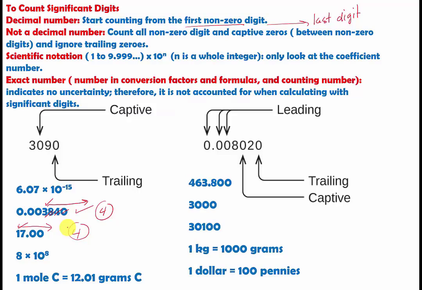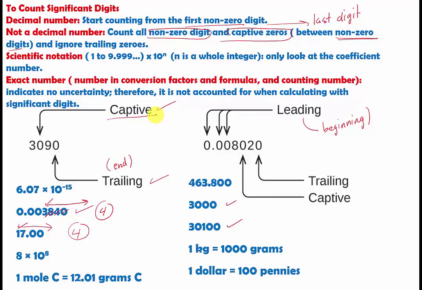Now what if we have a number that does not have a decimal, like this 2 right here? For a number without a decimal, you are going to count all the non-zero digits and all the captive zeros only. What are captive zeros? Captive zeros are zeros between two non-zero digits. And we are going to ignore the trailing zeros. So in this case, we have specific types of zero: captive zeros between two non-zeros, trailing zeros at the very end of a number, and then leading zeros, which are at the beginning of a number. So again, we are only going to focus on captive zeros and non-zeros.